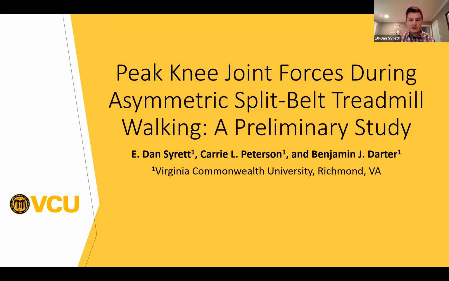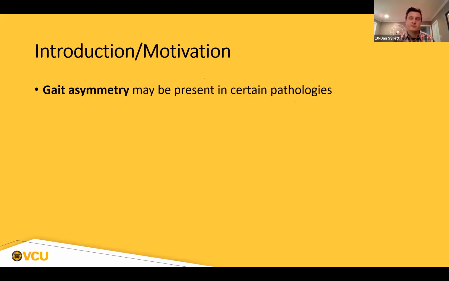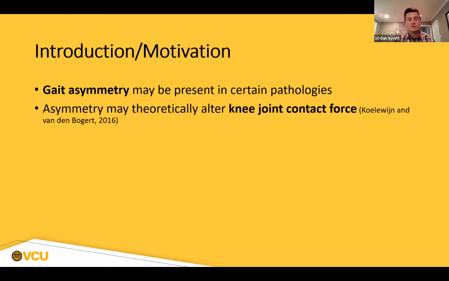So as we've talked about already throughout the course of this particular session, symmetry may be an inherent characteristic of human gait, but asymmetry may be present in certain pathologies such as those with stroke, lower limb amputation, or those with spinal cord injury. Asymmetry is more than just an aesthetic concern because it may alter measures of gait performance. And there's some limited data in the literature that suggests that asymmetry itself may also alter knee joint contact forces between limbs. However, the exact connection has not been fully described.